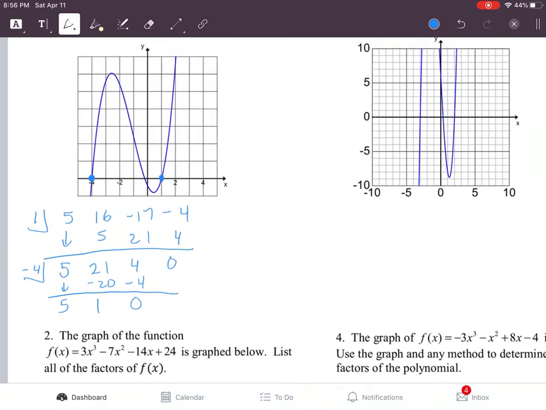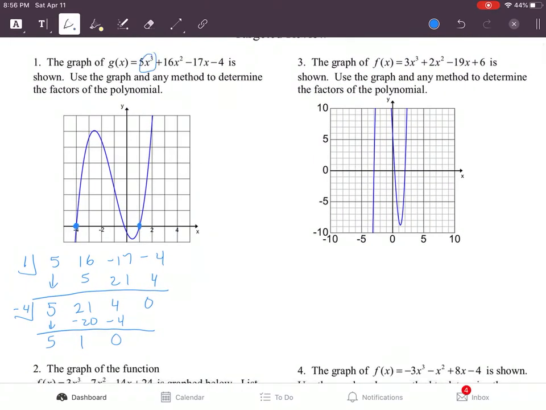So we went from x to the third at the very beginning. We divided by one of the factors, which gives us x squared. But then we divided by x again, so now we have 5x plus 1. So this 5x plus 1 is one of our factors. But the other two are given to us by the roots. So we have x minus 1, and then we have x plus 4. And those are the factors of our polynomial.